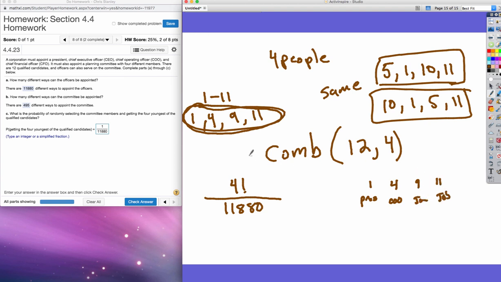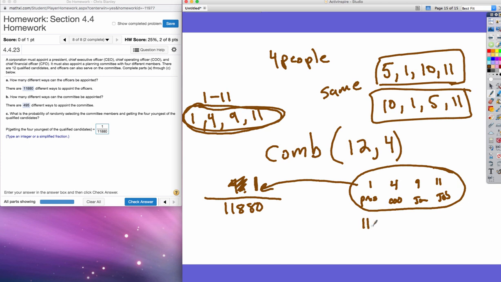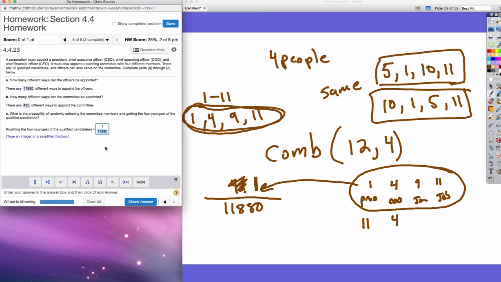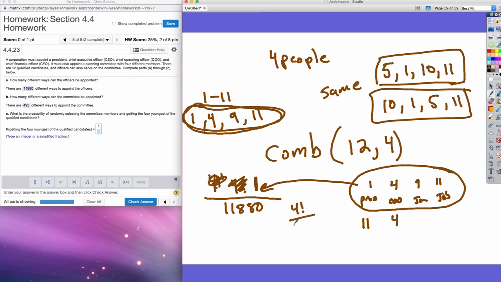This is why this wasn't right. What I just did was the chance that these 4 people got the job in that order. We have to figure out how many different orders these 4 people can go in. It could have been 11, it could have been 4. So this denominator is wrong. 4 factorial over this will give you the same answer, but I'm thinking that we could do this as a combination and do 1 over 495. Pretty sure this will work.